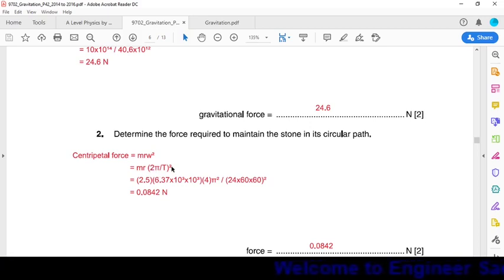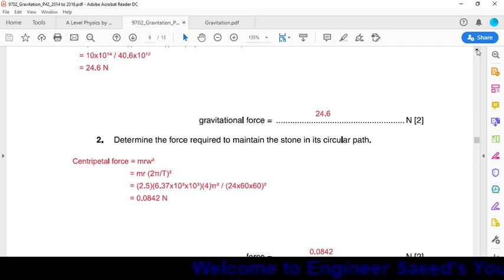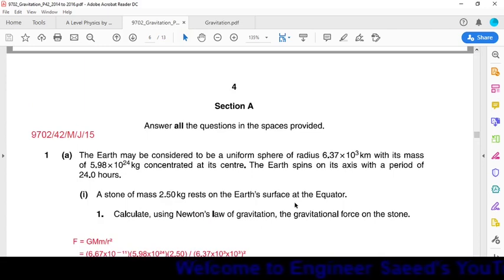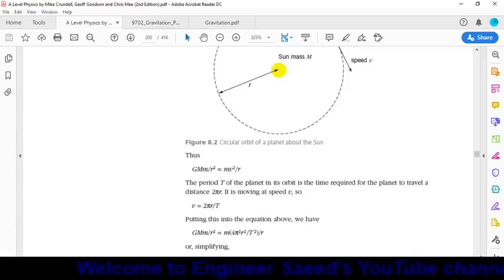2 pi whole square means it is 4 pi square. Now divided by T square. This T is the time period of the stone that is moving around the Earth. And in the beginning of the question, it is given that the stone is at the equator. When an object is at the equator, it is called a geostationary orbit or geostationary satellite.